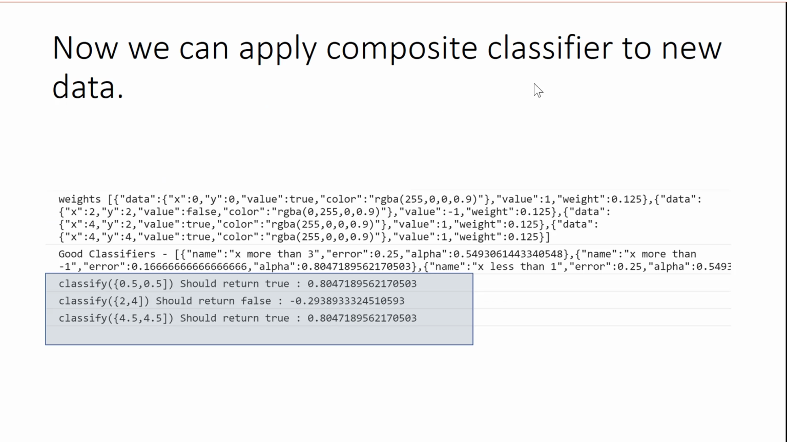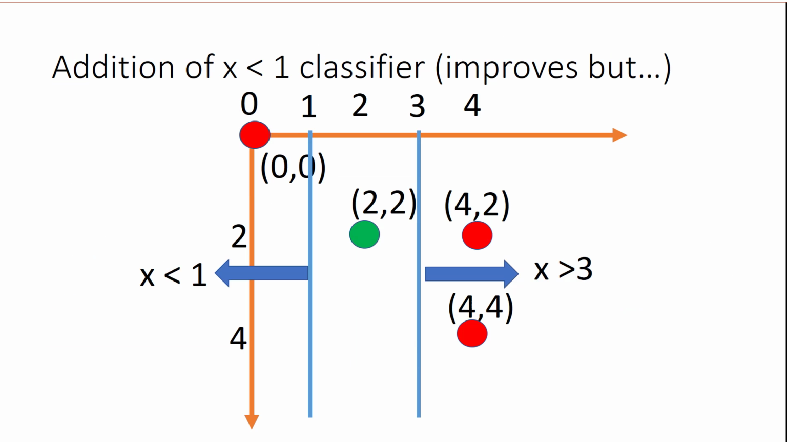Now we can apply the classifier to new data. So here I'm taking the point 0.5, and it returns true, as it should. I classify the point 2,4, and that should be false, and it is. And I classify the point 4.5, 4.5, and that should be true, and it is. So now we've got a strong classifier where we first had a weak one.